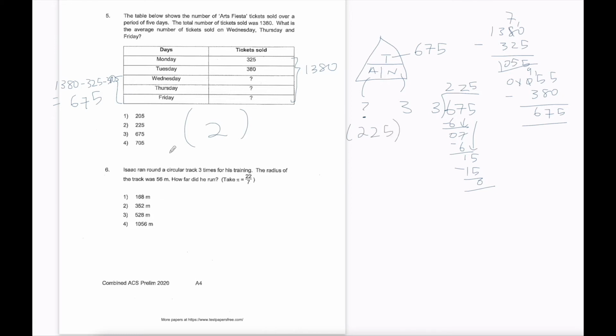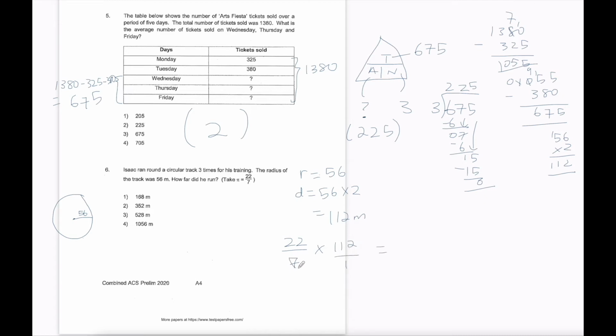Let's move on. Isaac ran around a circular track 3 times for his training. So this is the track, okay? He ran around it 3 times. So the radius of the track was 56. How far did he run? So when we want to find circumference, we have to find circumference in this case because he's running on the outside, okay? So the first thing we need is the diameter. So my radius is 56, so my diameter will just be 56 times 2, okay? Which is 112 meters.